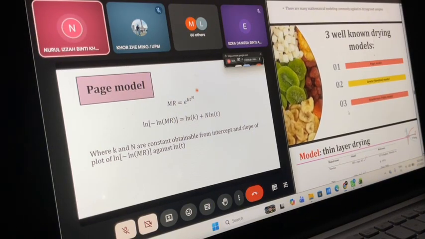The moisture ratio is represented by this model. The Page model is this equation here. But if you change it to the linear equation, it becomes a straight line, which means y equals mx plus c. Remember, a linear equation is y equals mx plus c, because you want to plot it in the graph. Here this is y, the x is ln t, and the slope is the property, the coefficient, which is n.